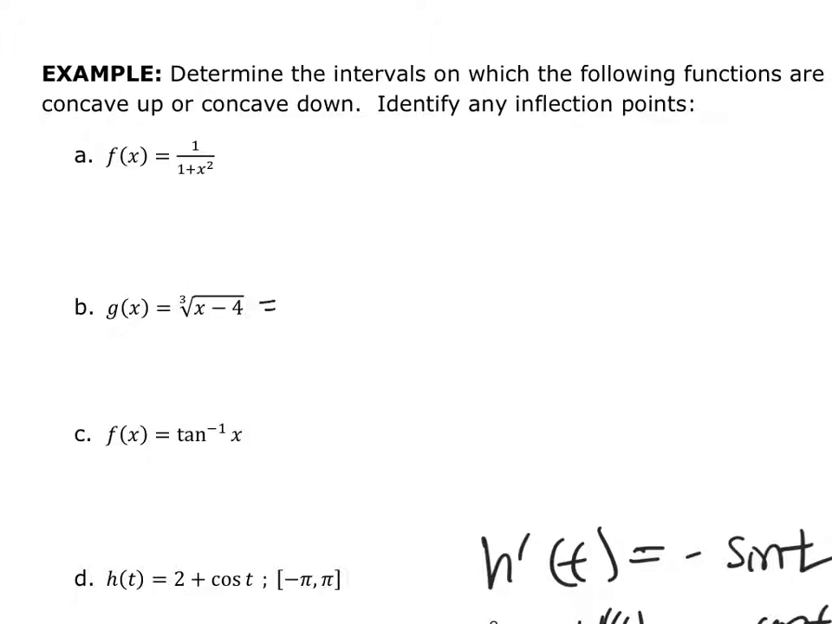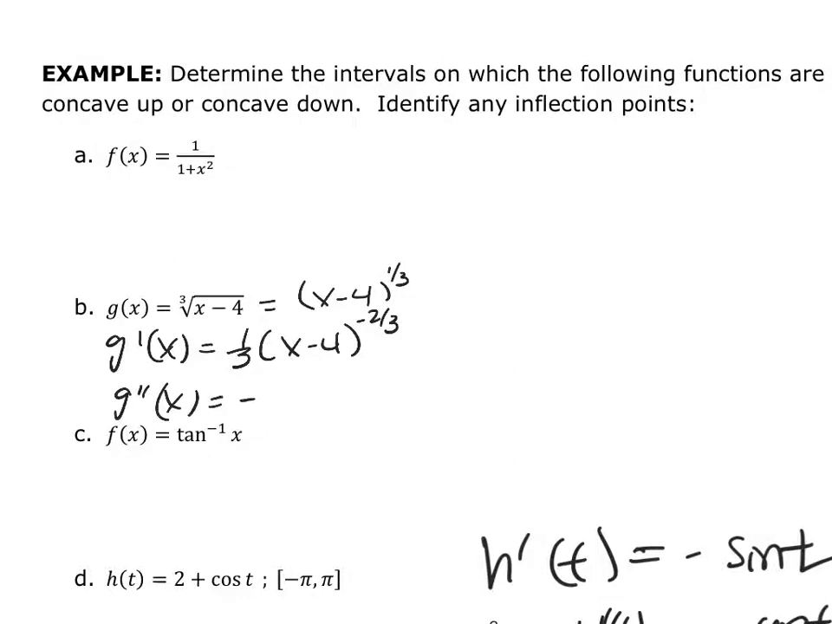Just as a reminder, we can write this as x minus 4 raised to the 1/3 to help us with the first and second derivatives. Let's do the first derivative, g prime of x. What does g prime of x give me? 1/3 x minus 4 to the negative 2/3. Okay, what is my second derivative then?